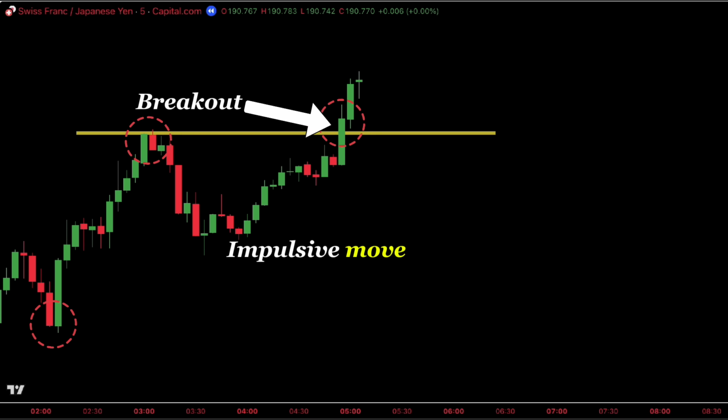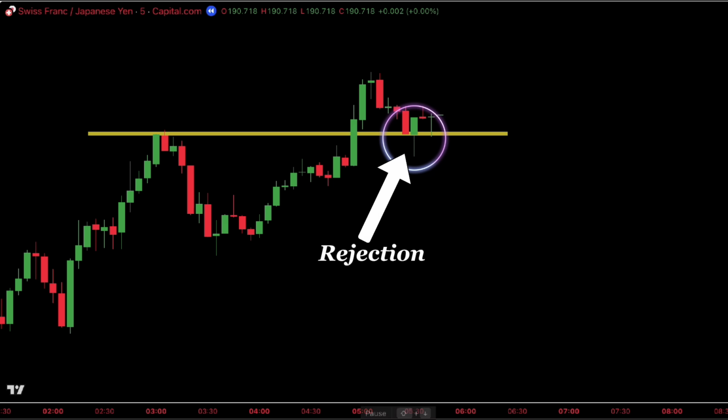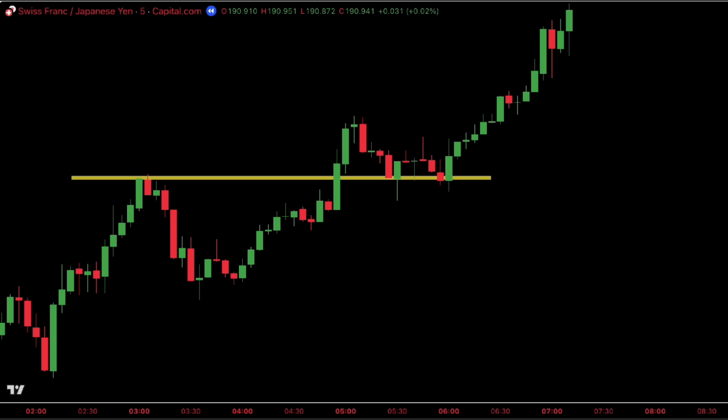This is where we shift our attention, because this level becomes a reference point to identify the end of the retracement. As price reaches this support level, we start looking for signs that buyers are stepping in again, and as you can see in this example, the market reacts at this level, gets rejected, and then starts moving upward again. This movement marks the beginning of the next impulsive move.